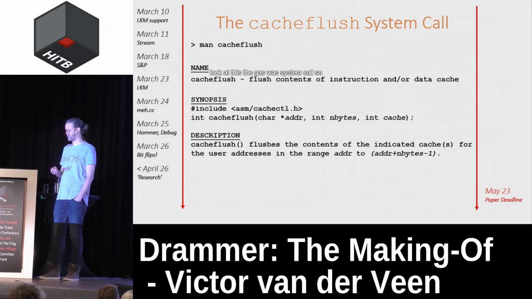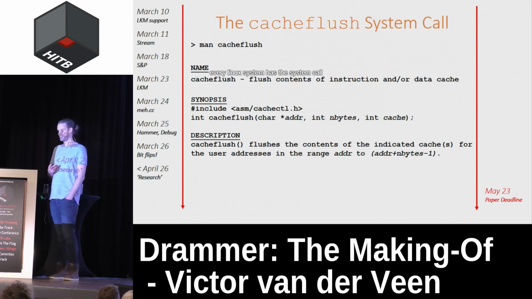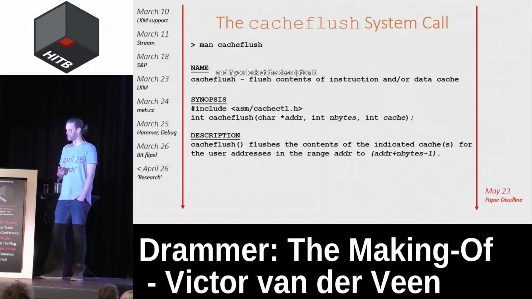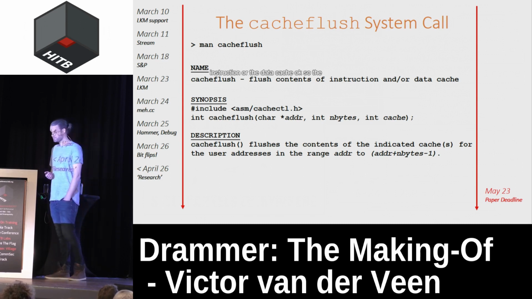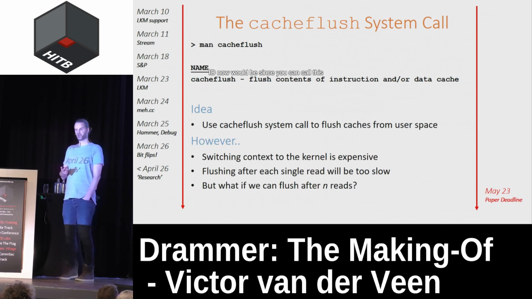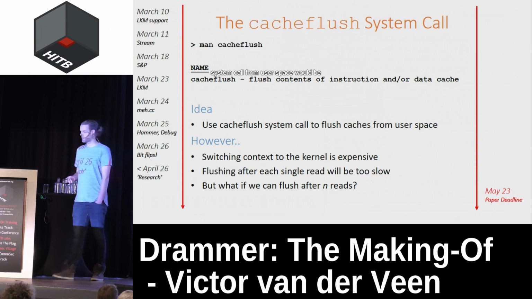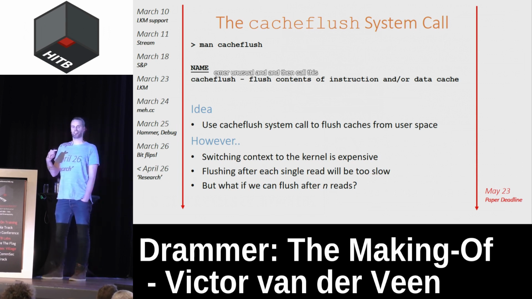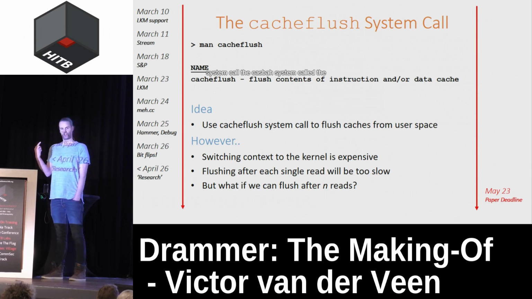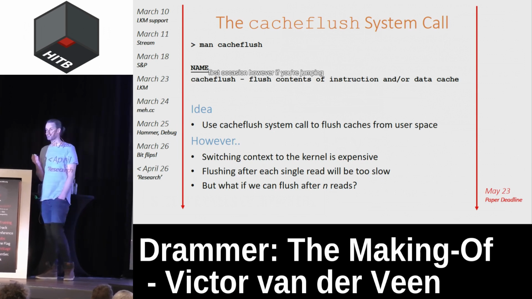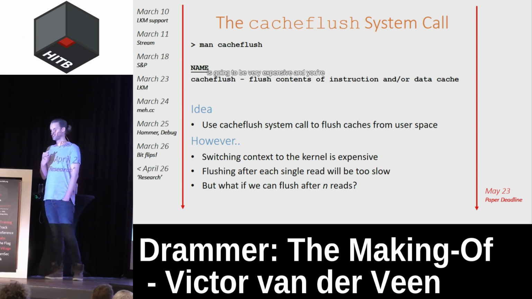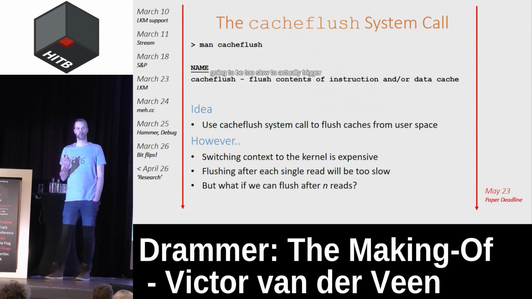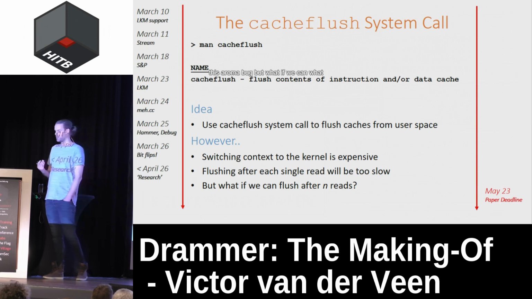The cache flush system call. So we open the man page, and apparently every Linux system has this system call. If you look at the description, it says flush the contents of an instruction or the data cache. So the idea would be, since you can call this system call from user space, to hammer in user land and then call the cache flush system call to flush the cache. However, if you're jumping into the kernel after every read, this is going to be very expensive, and you're going to be too slow to actually trigger this Rowhammer bug.